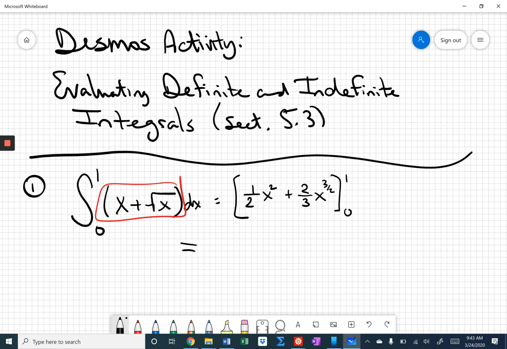And so that means I need to plug in 1, which gives me 1/2 plus 2/3. Plug in 0, which gives me 0. And so it's just a half, which you can simplify, but I'm not going to.